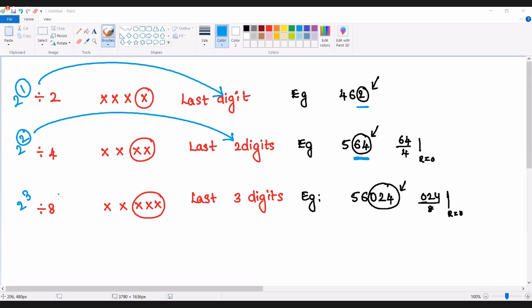Similarly, 2 power 3 is 8. If the last three digits are divisible, then we can say that the number is divisible. So that's why the divisibility of 2, 4, 8 depends on the last one digit, last two digits, and last three digits.